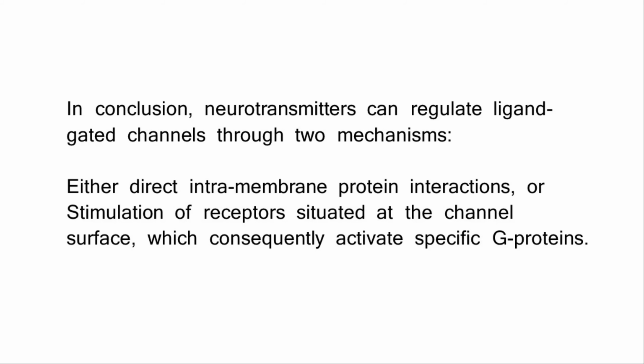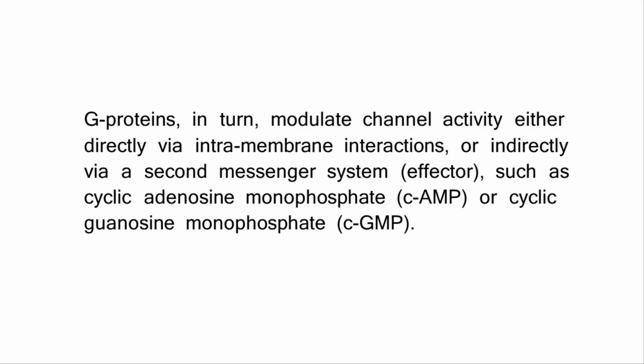In conclusion, neurotransmitters can regulate ligand-gated channels through two mechanisms: either direct intramembrane protein interactions, or stimulation of receptors situated at the channel surface, which consequently activate specific G proteins. G proteins, in turn, modulate channel activity either directly via intramembrane interactions, or indirectly via a second messenger system effector, such as cyclic adenosine monophosphate, cAMP, or cyclic guanosine monophosphate, cGMP.